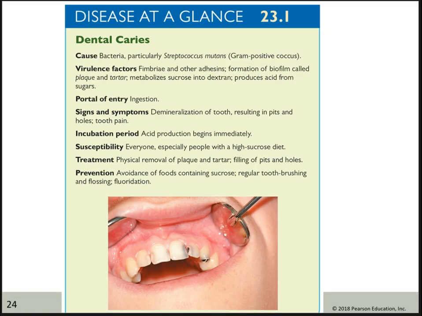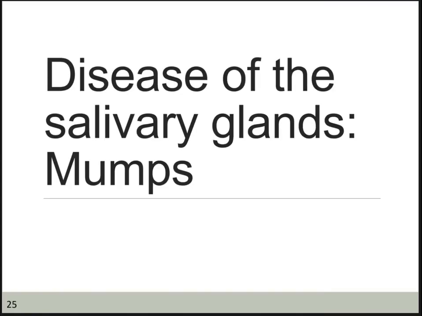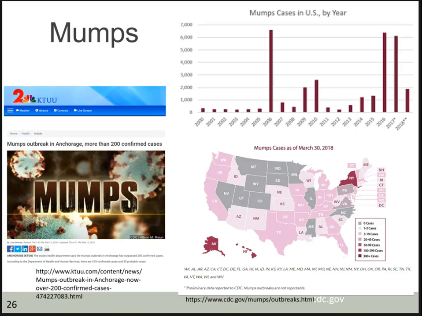So this is the disease at a glance. Take a look at this in your notes later. Now we're going to move on to disease of the salivary gland. So we're remaining in the mouth, and we're going to talk about mumps first. Actually, we're only going to talk about mumps.